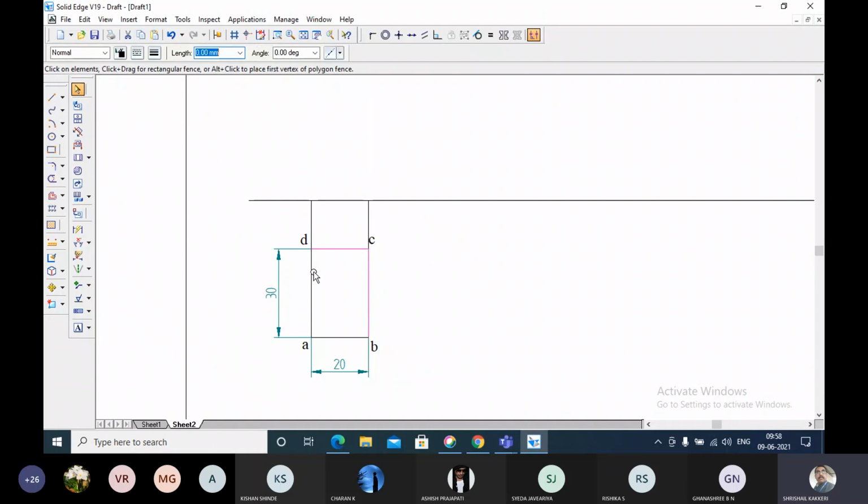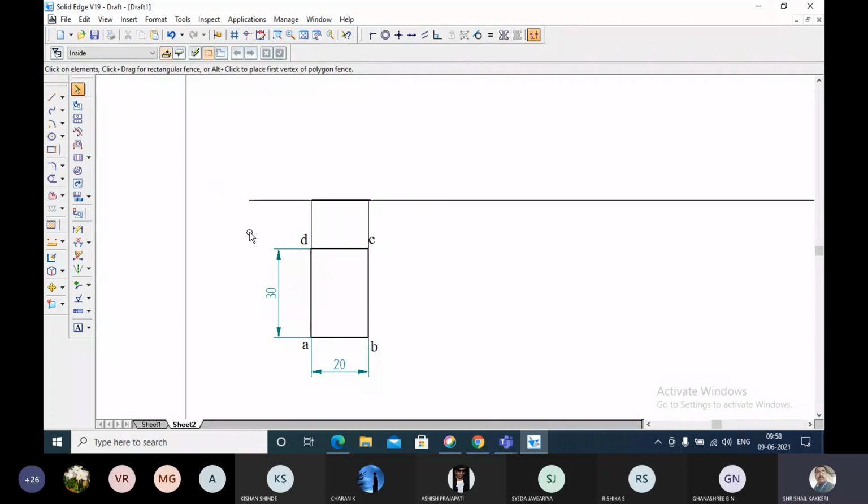Hold Control and this, and the front view. See, look here, the front view. I have not drawn the line. Okay, line from here to here. Now hold Control. Select all these lines along with this line and make it visible.